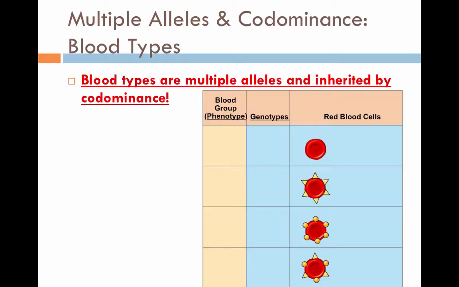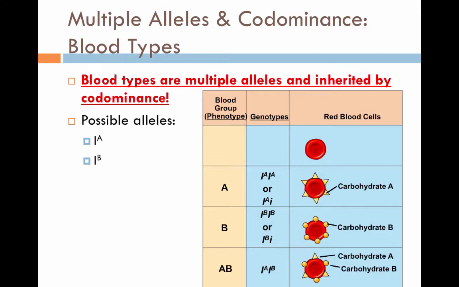An example of multiple alleles and codominance is blood types. There are 4 types of blood found in humans: O, A, B, and AB. The possible alleles that make up those blood types are IA, IB, and little i, and they can combine in a variety of different orders to create all of these blood types.